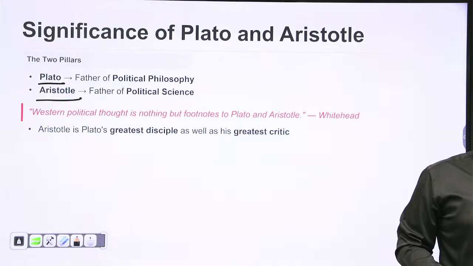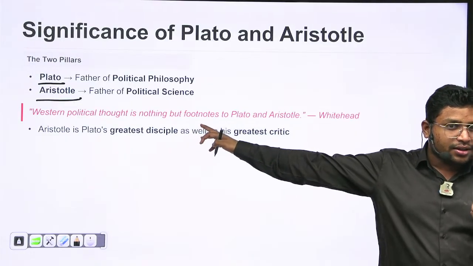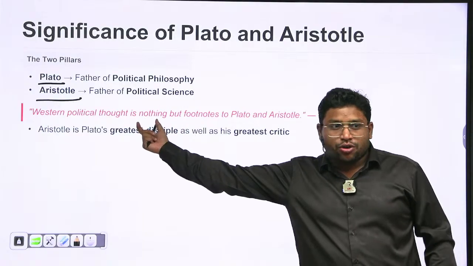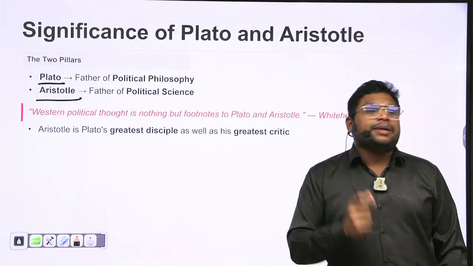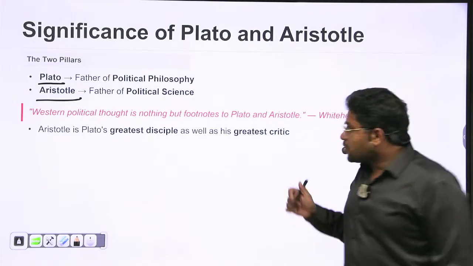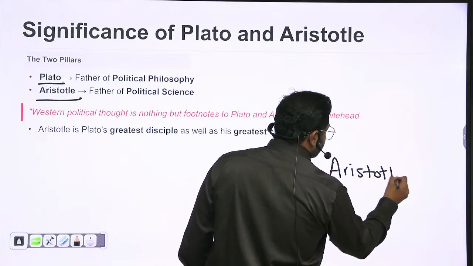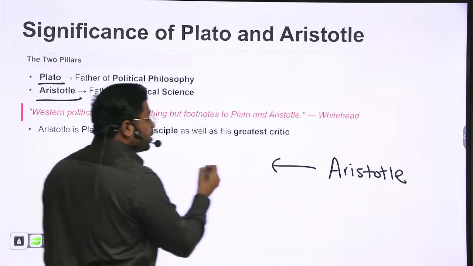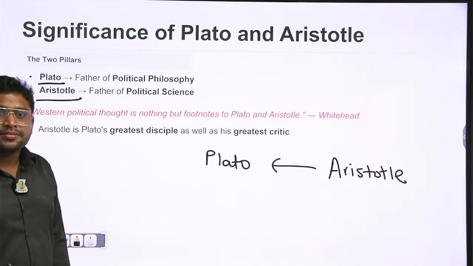But if we see, our core thing is actually Aristotle. We have to study political science, and Aristotle is the main person for us. But we can't understand Aristotle without understanding Plato. Are you getting my point? So I'll say, if I have to study this person, I have to study his teacher, and his teacher is Plato. Is it making sense?